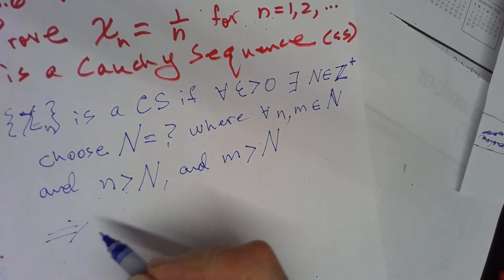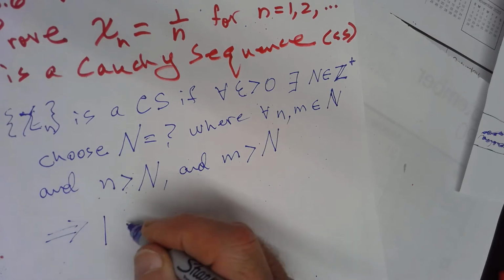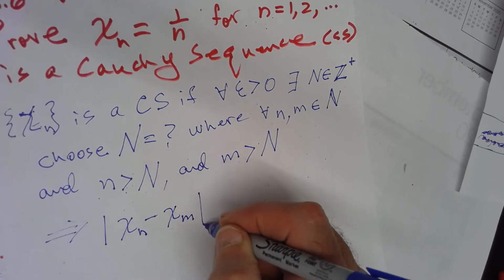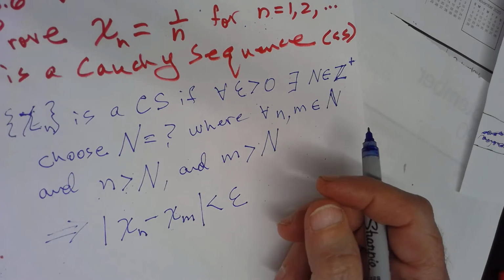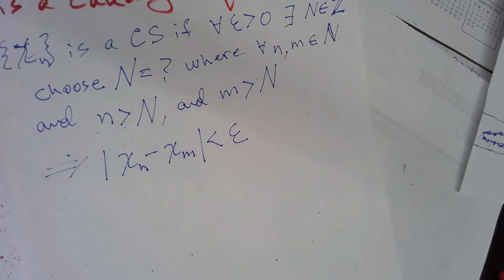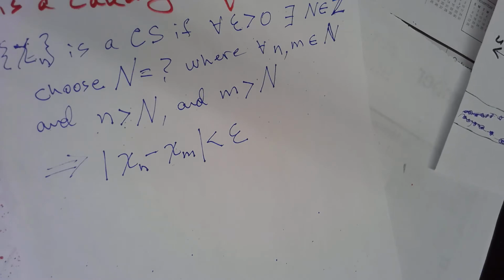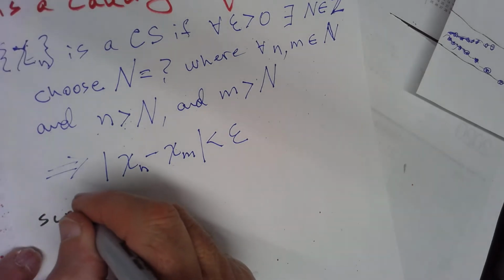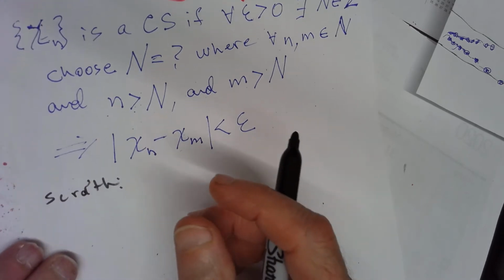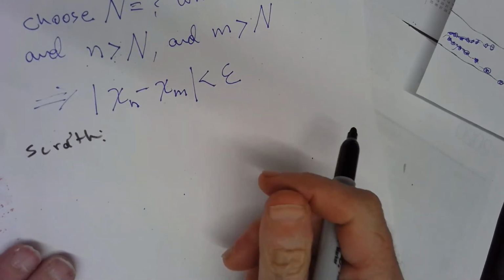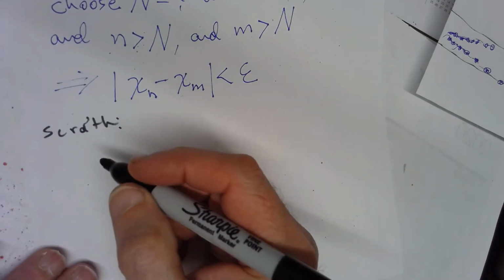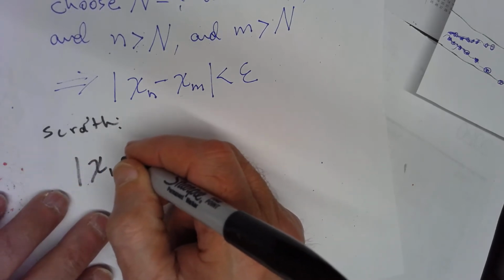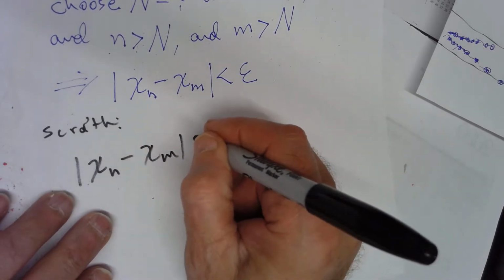And this arrow means this implies the absolute value of x of n minus x of m is less than epsilon. Okay, so we want to work out our scratch work. We're using the scratch work to find what our N is, and then we can go back and write our proof. So we start with the absolute value of x of n minus x of m is less than epsilon.